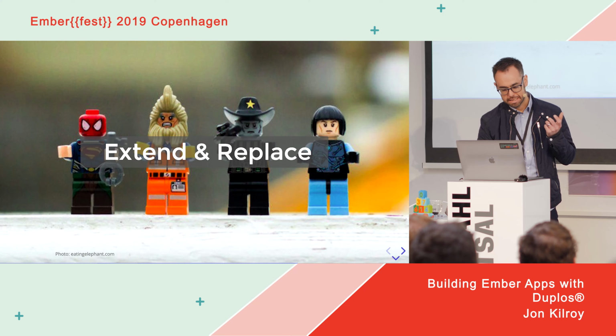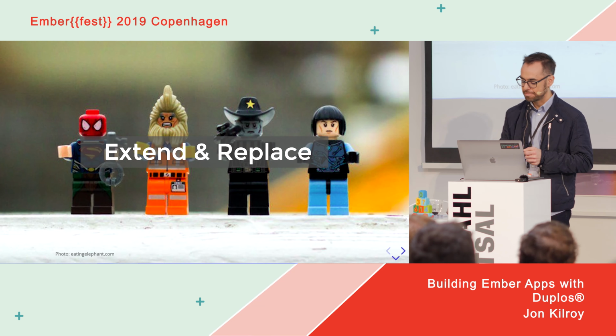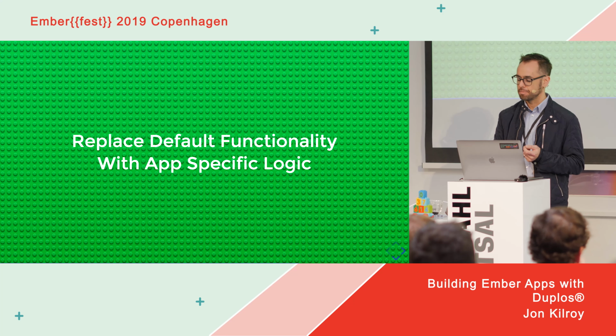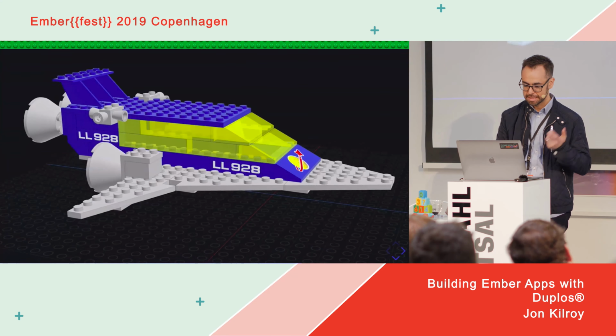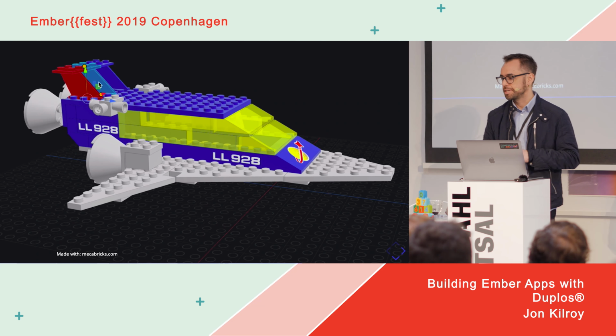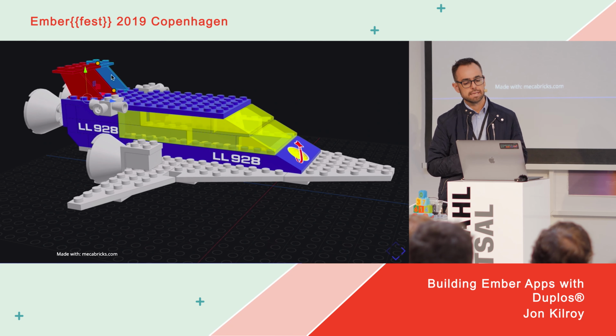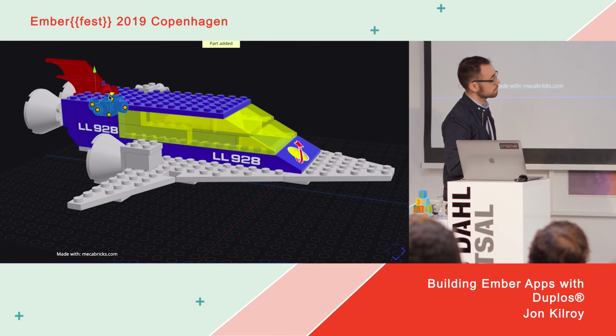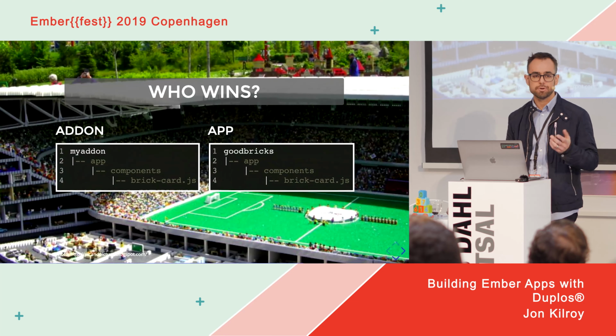All right, last pattern, extend and replace. This is where we replace default functionality with app-specific logic. So here's our rocket ship again. Yep, showing up. Let's say I don't like this rudder. It's just not working for me. I can simply remove it and add my own. There you go. And with Ember, we can do that.